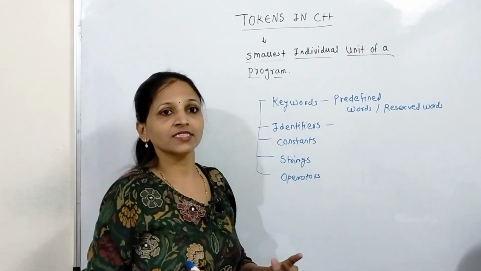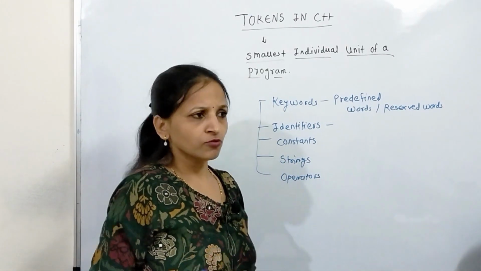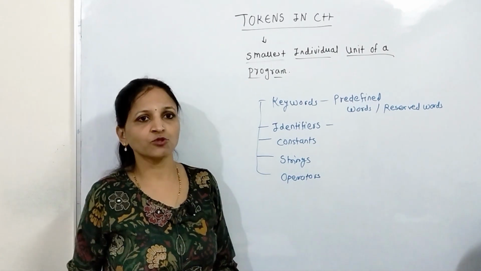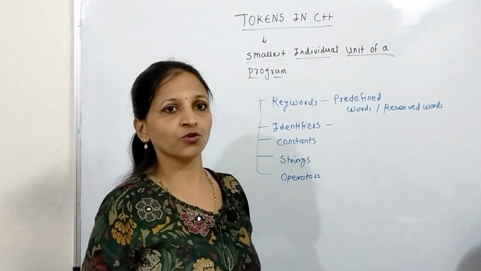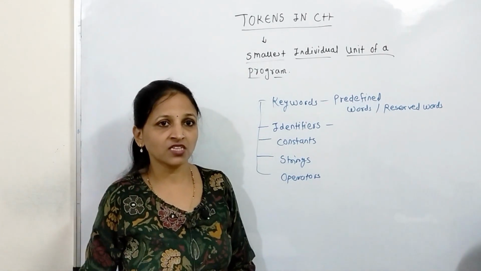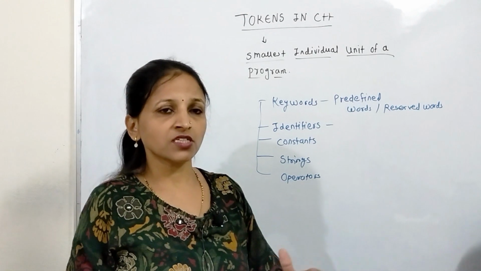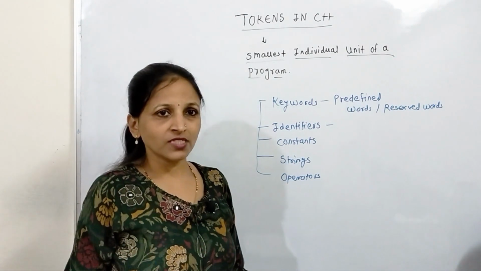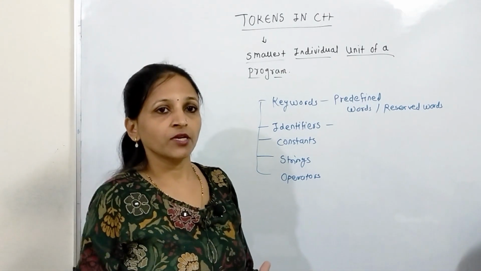The constants concept we have already seen. A constant is nothing but a value that cannot be modified during execution of a program. There are multiple types of constants like integer constant, float constant or real constant, character constant, and string constant. Character constants are always enclosed in single quotes, and string constants are enclosed in double quotes.